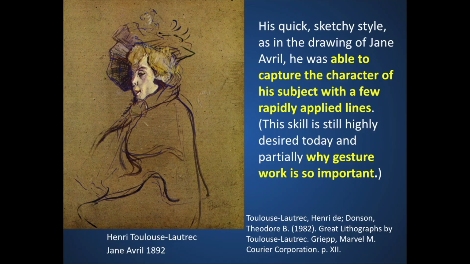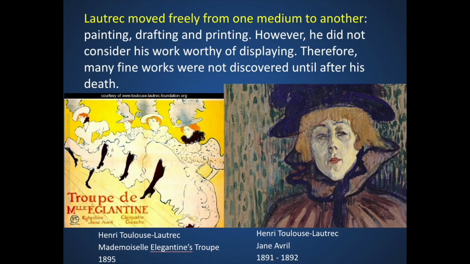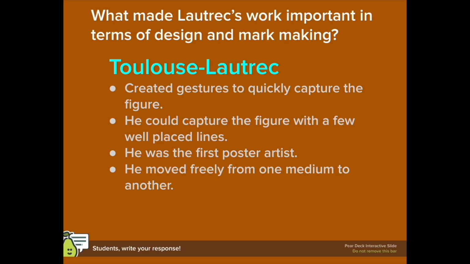Even his unfinished works captured the essence of the figure. He would often use washes of color and line-rendered texture to add value to his compositions. Again, some of the important things in Lautrec's work is that he created gestures to capture the figure quickly. He drew with few well-placed lines. He was the first poster artist, and he moved freely from one medium to another.